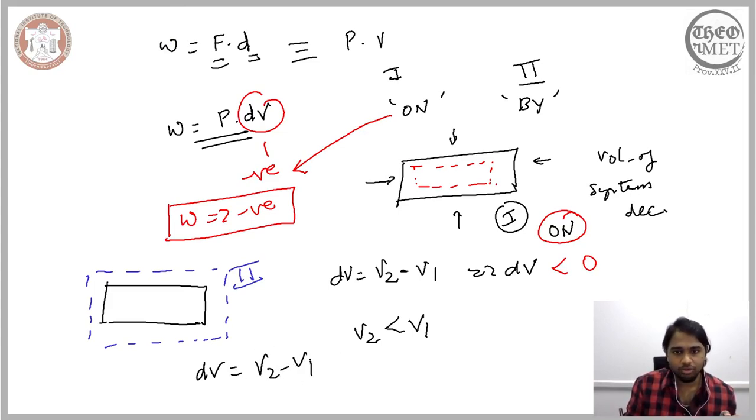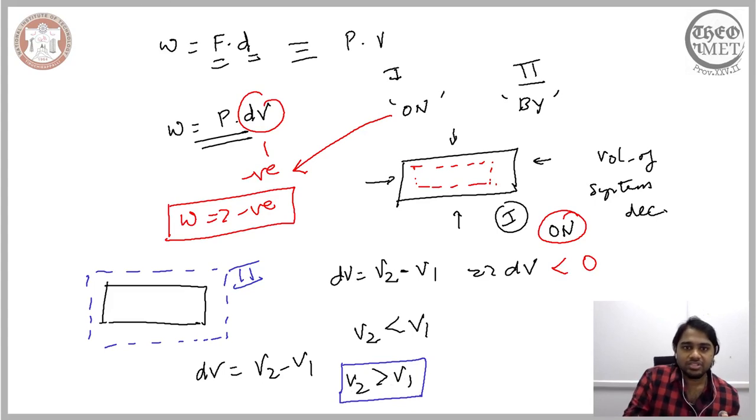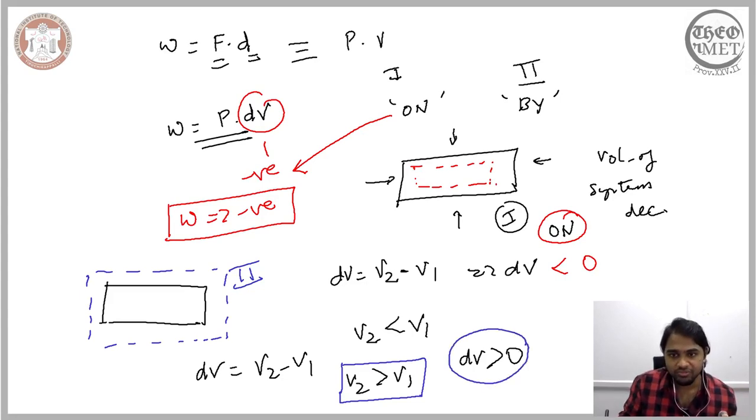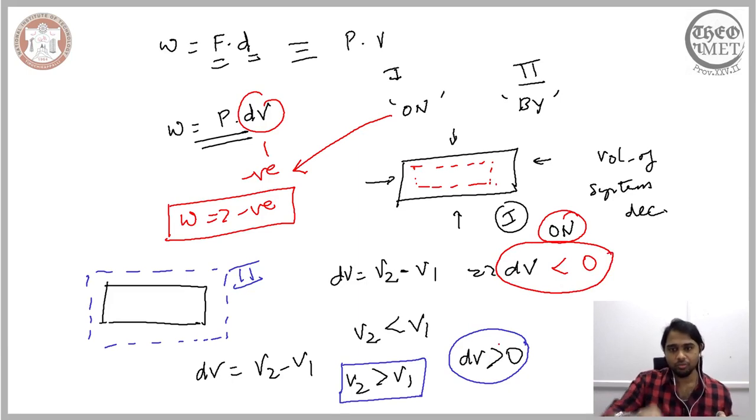Since the final volume is greater than the initial volume when the work is done by the system, ultimately what it means is that the change in the volume is positive. So the change in the volume, unlike work done on the system, is positive. The red here denotes work done on the system and the blue here denotes work done by the system. When work is done on the system, there is a decrease in volume, so the difference in the volume is negative; the final volume is less than the initial volume. When the work is done by the system, the final volume is greater than the initial volume, so the change in the volume is positive.